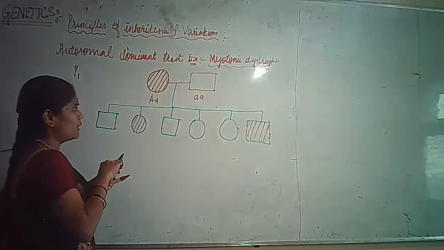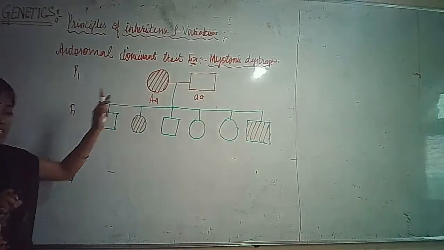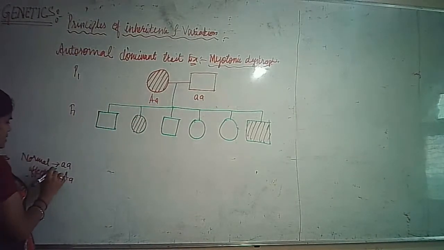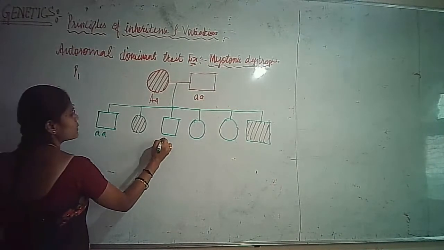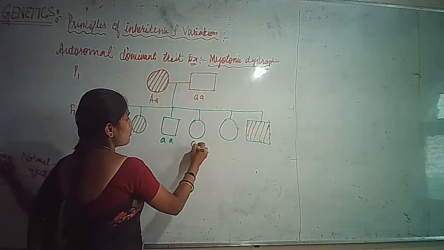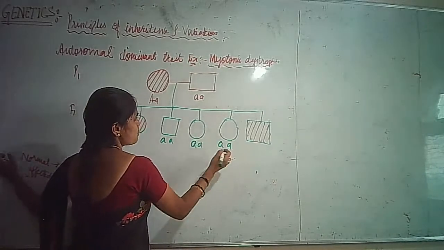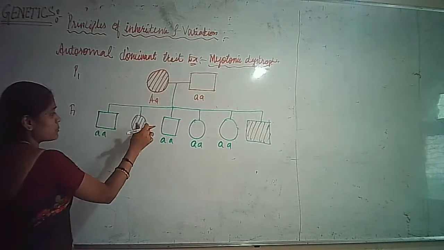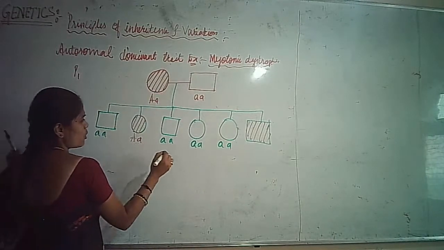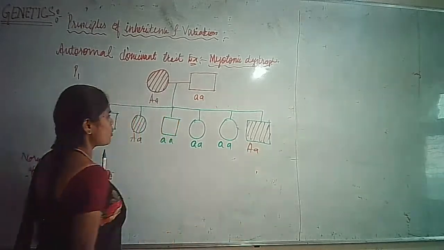Now, can you tell me what is the possibility? This remembering is very important. Always you see, dear students, normal is small a, small a. Normal is small a, small a. The affected ones are inheriting the genes from their mother, capital A small a.